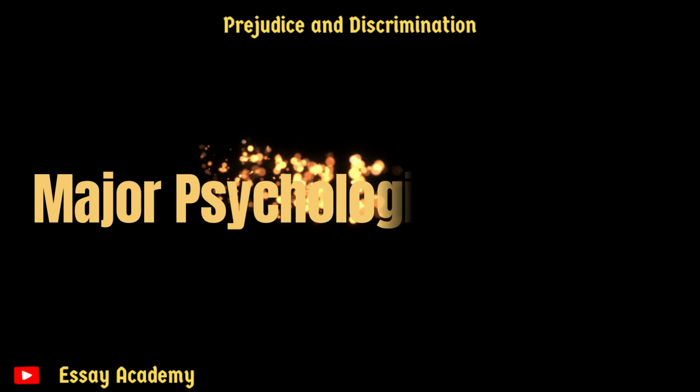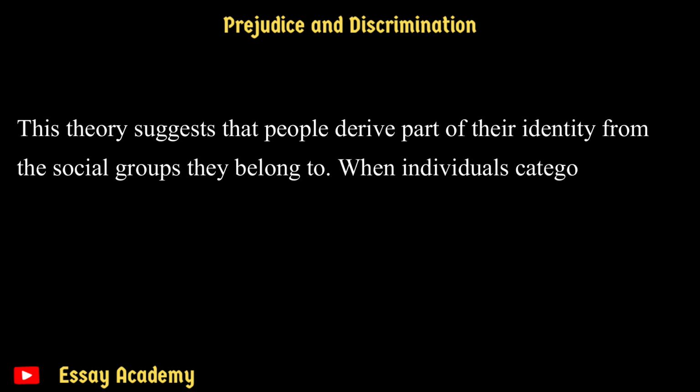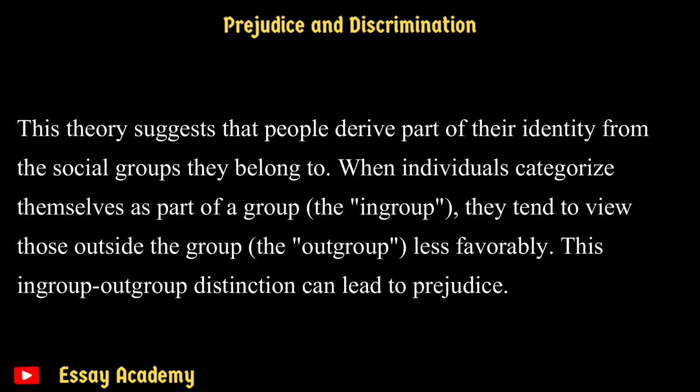Major psychological theories. Social identity theory, Tajfel-Turner. This theory suggests that people derive part of their identity from the social groups they belong to. When individuals categorize themselves as part of a group, the ingroup, they tend to view those outside the group, the outgroup, less favorably. This ingroup-outgroup distinction can lead to prejudice.